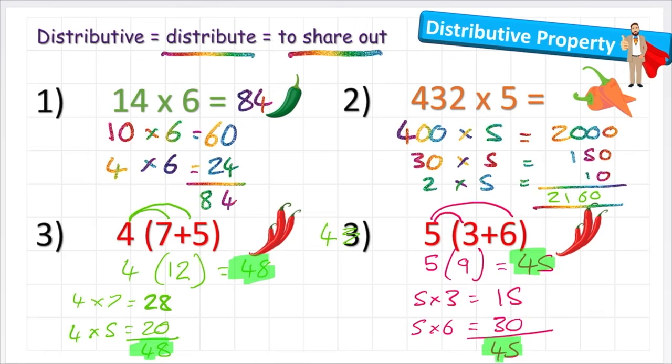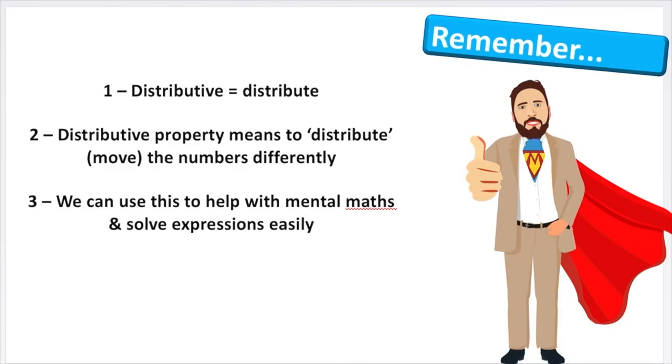So there we have it. That is the distributive property within multiplication. Very useful for helping us with mental maths, but also to work out expressions. So what should we remember? Distributive is just a nice way of saying to distribute, or to share out, or move things around differently. Distributive property means to distribute or move the numbers around differently. And we can use this to help with mental maths and solve expressions easily.